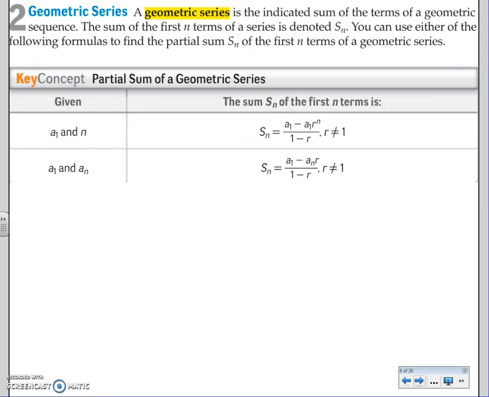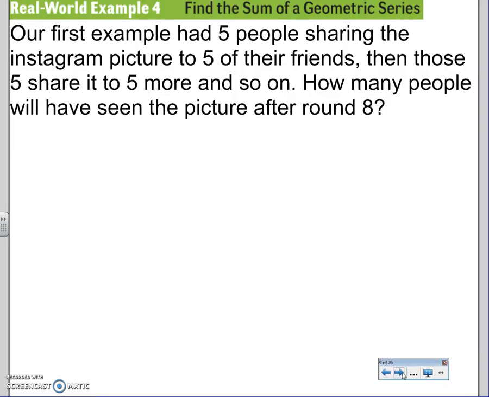Alright. Or you can just always use one by finding the thing that's missing. Alright, so find the sum of a geometric series. Our first example had 5 people sharing the Instagram picture to 5 of their friends, who shared to 5 of their friends, and then 5 more, and so on. How many people have seen it after round 8? We earlier answered how many people were sharing on round 8, but how many people looked at it in total?